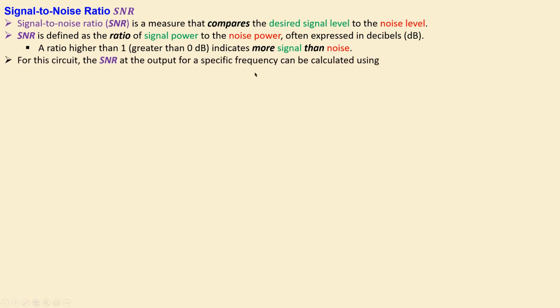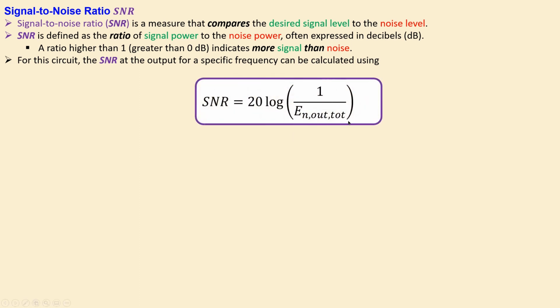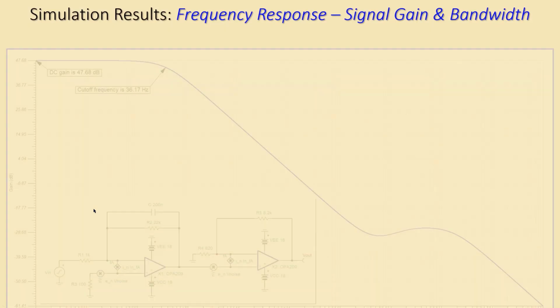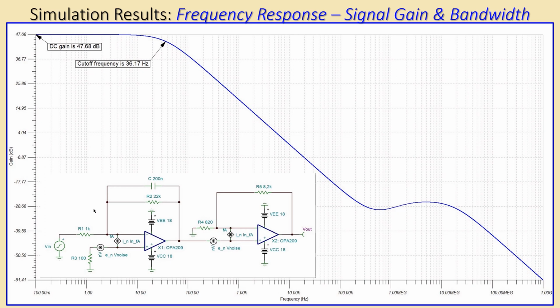Now, for this circuit, the SNR at the output for a specific frequency can be calculated using this formula. For that, we need the output referred RMS noise voltage in total. We already calculated that. It was 9.64 microvolts RMS. If I now substitute that in this formula, I will get approximately 100 dB, 100.3 dB. We will check it also in the simulations. Okay, that's for the SNR. Let's go to the simulations. First one, the frequency response, the signal gain, and also the bandwidth.